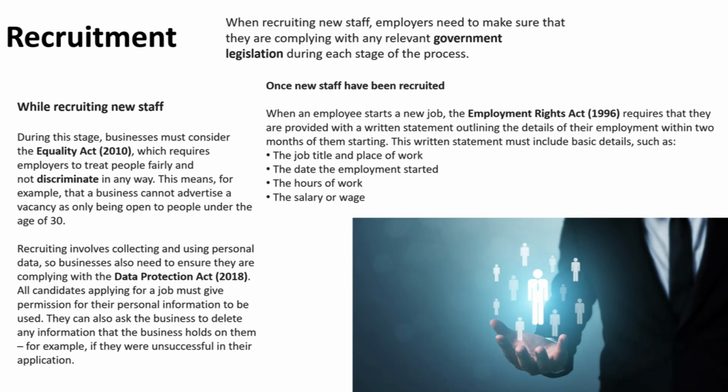So once new staff have been recruited, so this is for when you are now at a place of employment. Okay, so when an employee starts a new job, the Employment Rights Act 1996 requires that they are provided with a written statement outlining the details of their employment within 2 months of them starting. This written statement must include basic details such as the job title and place of work, the date the employment started, the hours of work, and the salary or wage.